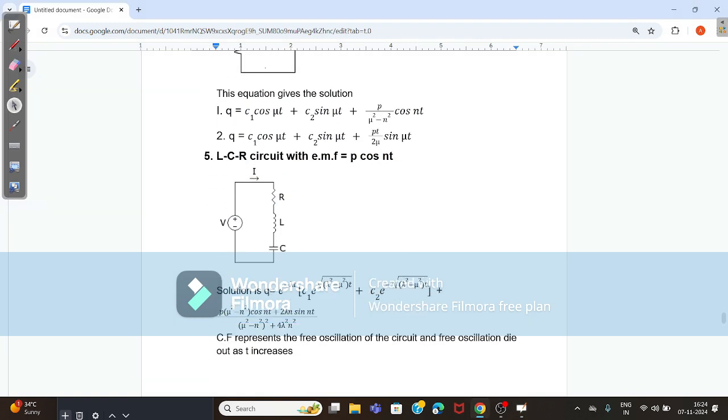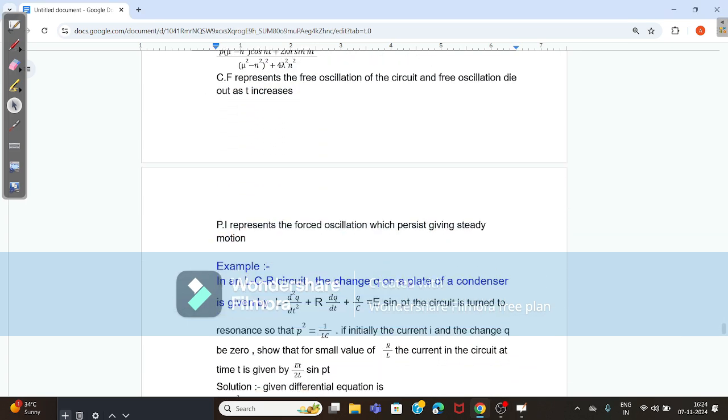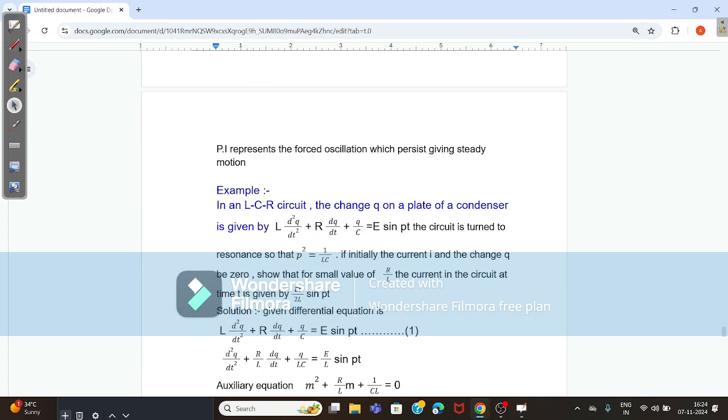This is the LCR circuit with EMF P cos nt. Here also you will have the solution q is equal to e power minus lambda t times C1 e power root of lambda square minus mu square into t plus C2 e power minus root of lambda square minus mu square into t, plus this value. This is the general solution of this equation. CF represents the free oscillation of the circuit, and free oscillation dies out as t increases. PI represents the forced oscillation with the persisting motion.